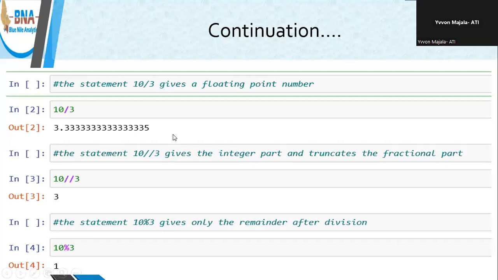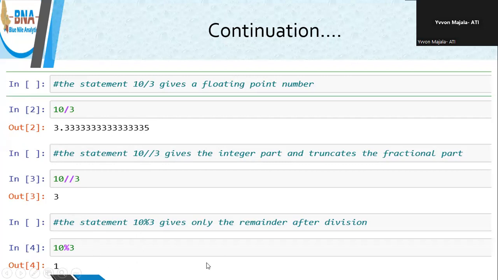Here is an example. As you can see, 10 divided by 3, this is an integer and this is an integer, gives you 3.3335. This is a float. But when you do 10, two division signs, divide by 3, it just gives you 3.